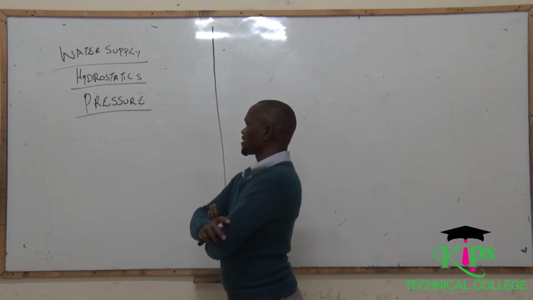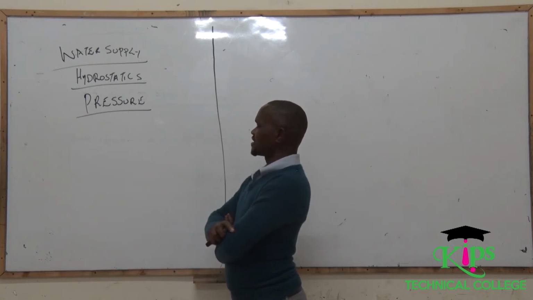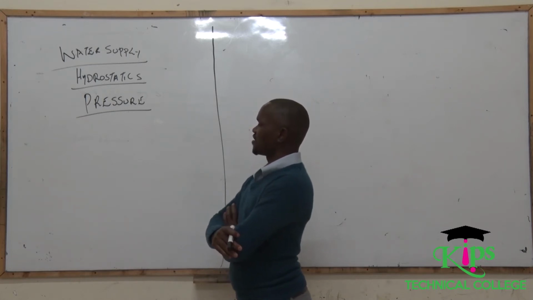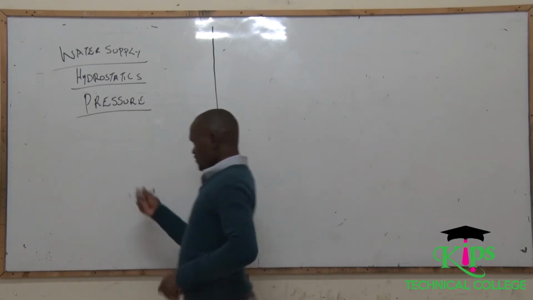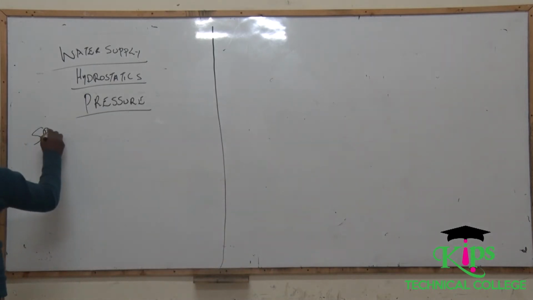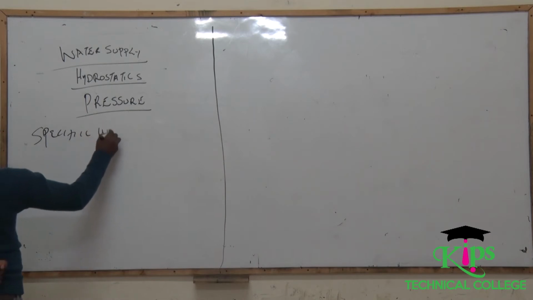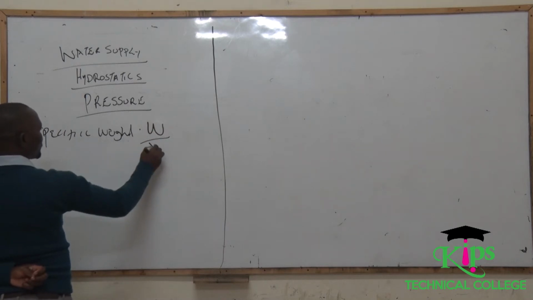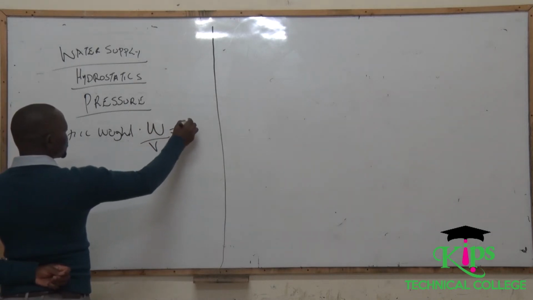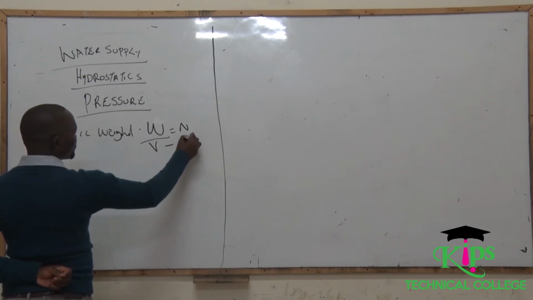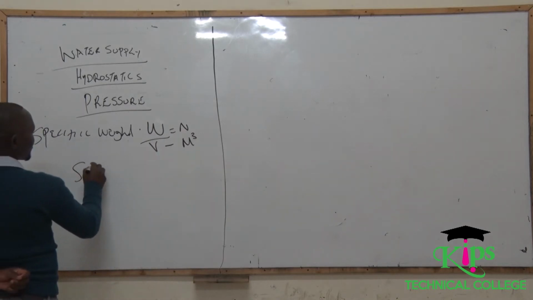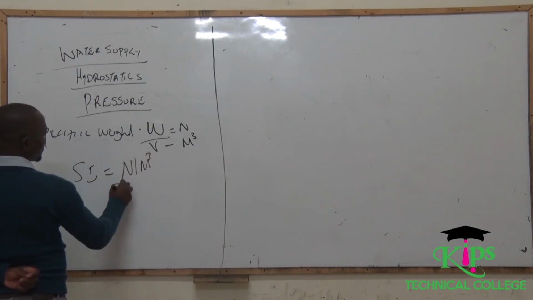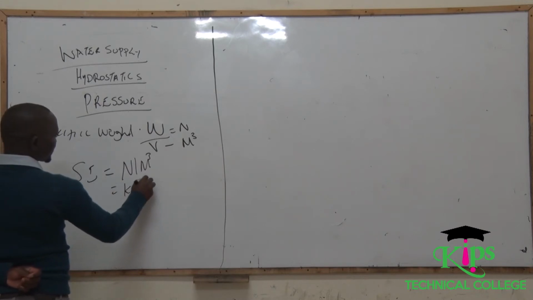So to get the unit weight, or specific weight, of a substance, we have the weight over the volume. The specific weight of a fluid is the ratio of weight over volume, where weight is measured in Newtons and volume in cubic meters. Therefore, the SI unit of specific weight is Newton per meter cubed or kilonewton per meter cubed.